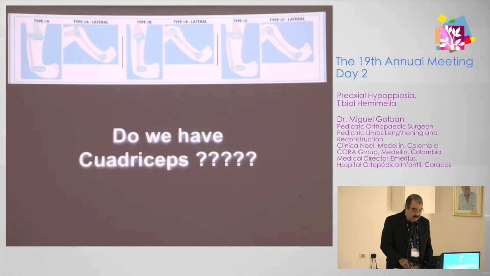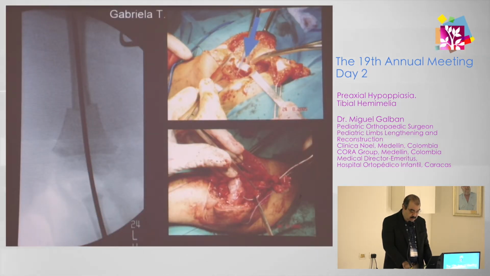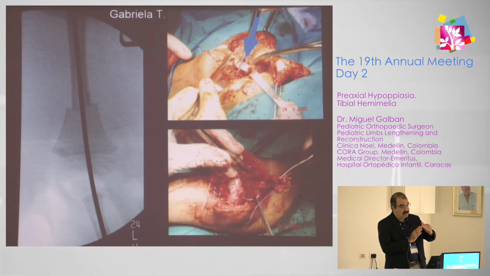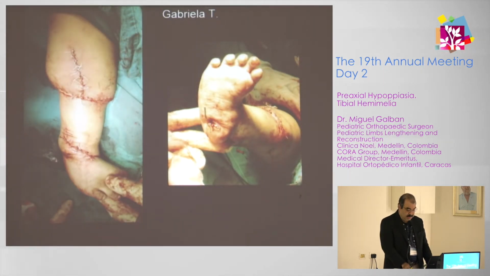And finally, we have the type 5, where we don't have quadriceps. That's the problem. So I have this girl from a long time ago, and what I did was a shortening of the femur, okay? Because the leg is like arthrogryposis, like a pterygium. So if you do shortening of the femur, you can straighten the knee, and I put a wire. It's a long surgery.